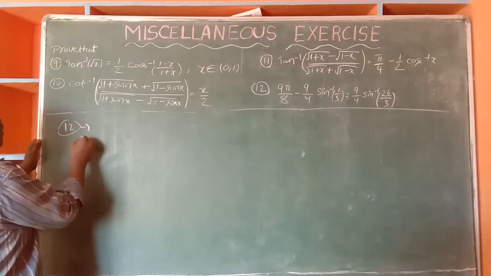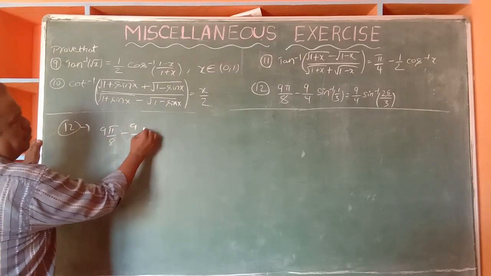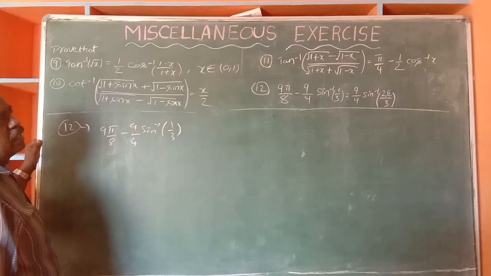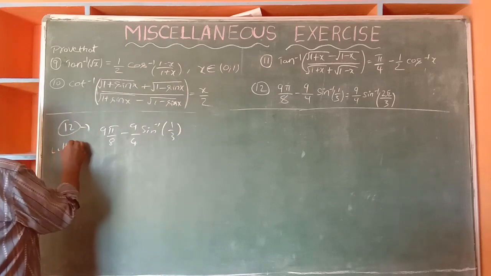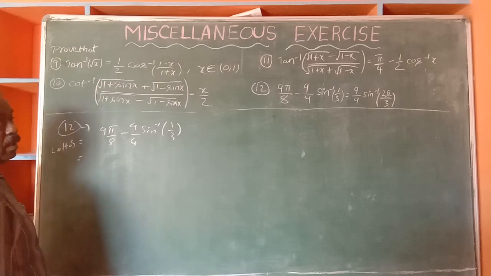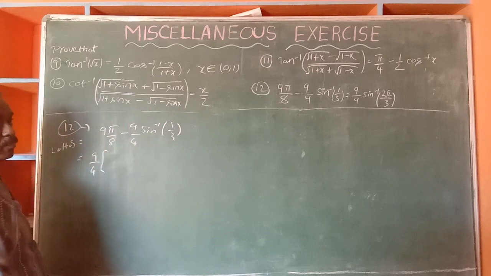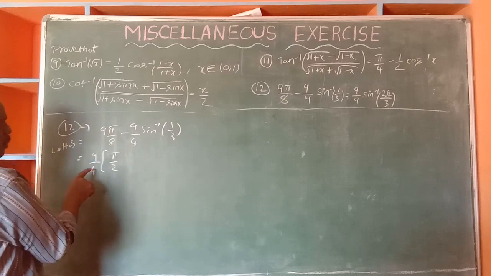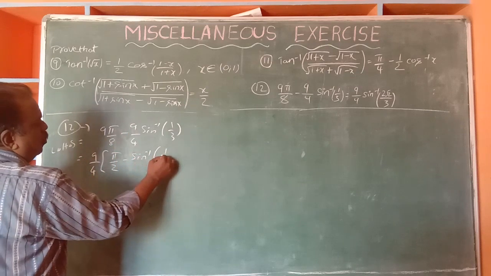Next, 12th problem. 9π/8 − (9/4) sin⁻¹(1/3). I have to prove that one. It is the LHS. Now I am taking the LHS of that 12th problem. 9/4 is common. So here it is π/4... 9/4 times (π/2 − sin⁻¹(1/3)).